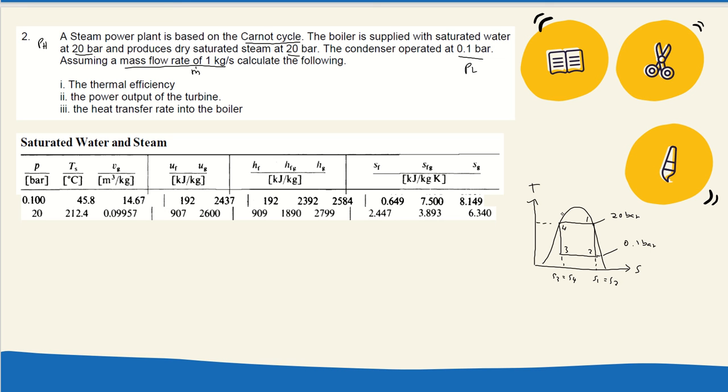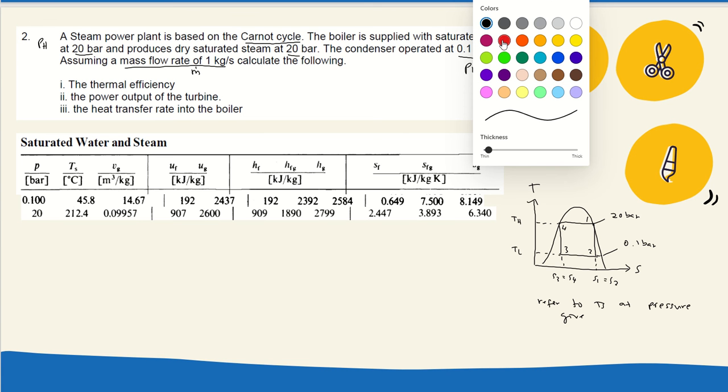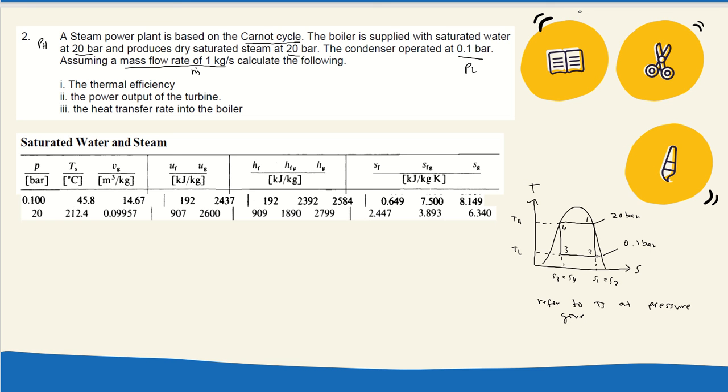So to solve this question, we need to find the TH and TL. So how to find the TH and TL? Refer to TS at pressure given. It means refer to steam table, find TH at high pressure. High pressure is 20 bar.